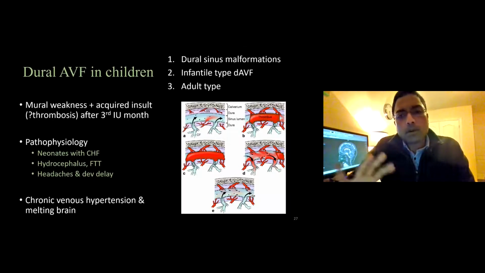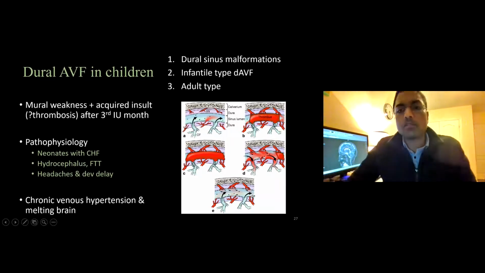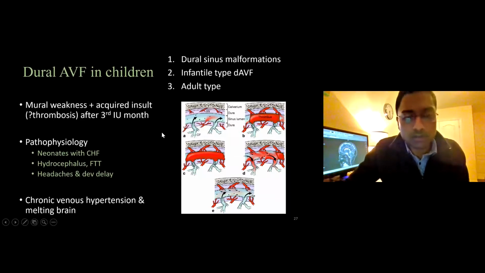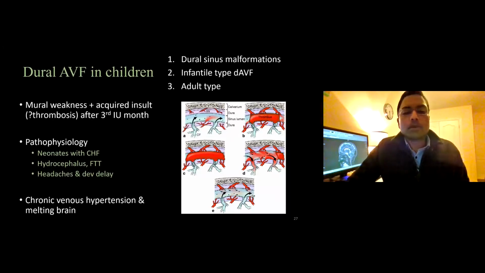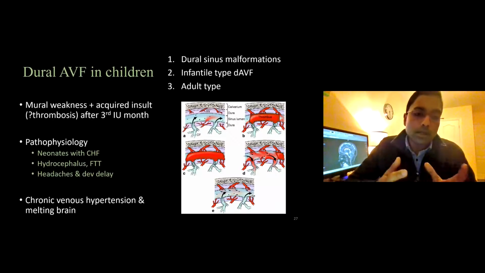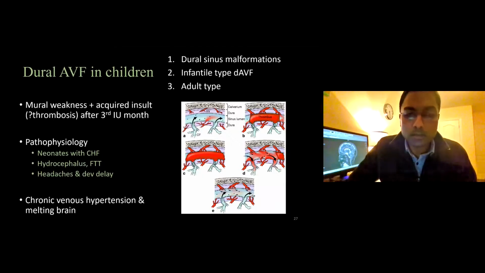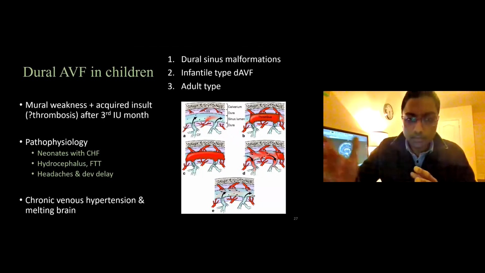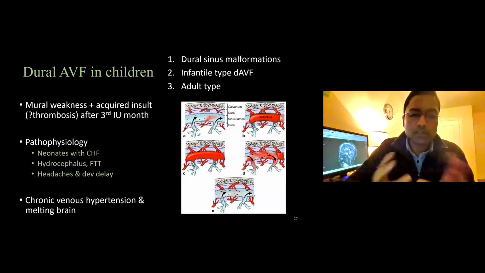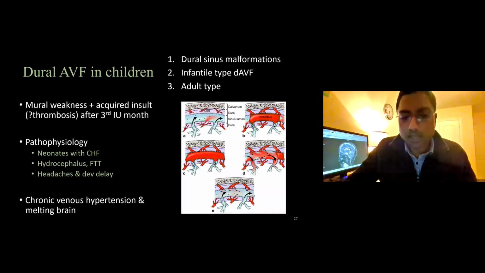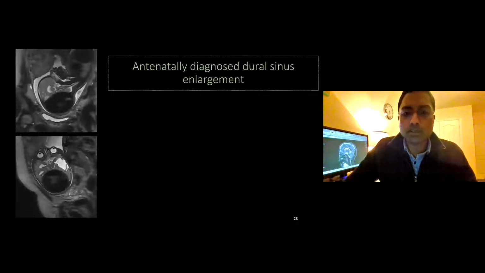And the common ones we see are basically these two types, the dural sinus malformations and the infantile type of dural AV fistula. These are basically because there is a weakness in the wall and some sort of a secondary insult, which may be a thrombosis. And these typically happen around the 3rd intrauterine month. The pathophysiology is very similar, with neonates presenting with heart failure, hydrocephalus, failure to thrive. And then that sets up the similar pathophysiology of chronic venous hypertension.